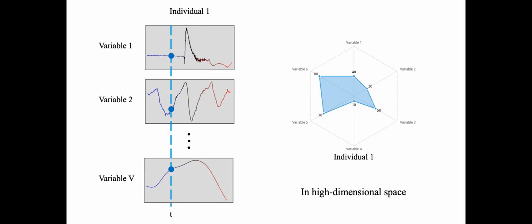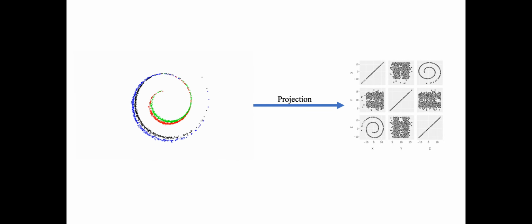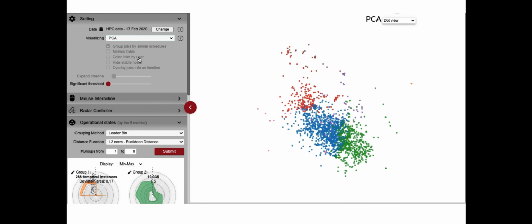The point's coordinates are the values of its variables. Then the position between points gives us the similarity between individuals at different time points. We can reconstruct these similarities using dimension reduction techniques. We implement the approach on a web-based prototype.